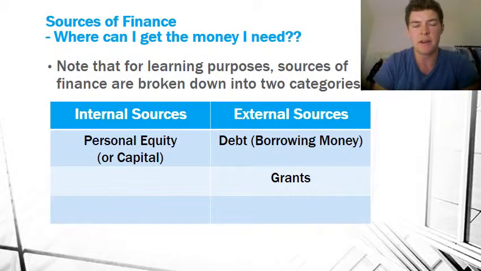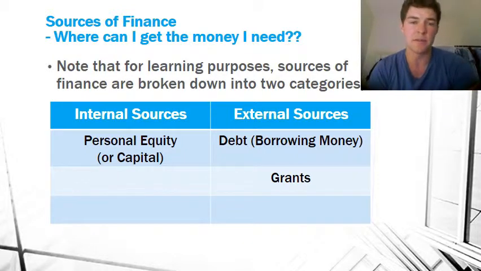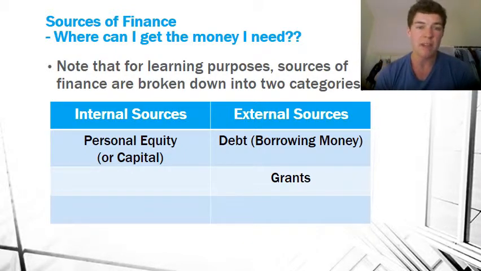Okay, so now that we've figured out our costs, we have to look at the sources of finance available to us. So where can we actually get the money that we need to start our business? Just know for learning purposes, they're broken down into two categories. Internal sources, so we get the money ourselves, maybe from our personal finance, or we look outside, so external sources. We might borrow from a bank, or hopefully maybe get a grant from a government or some other institution.